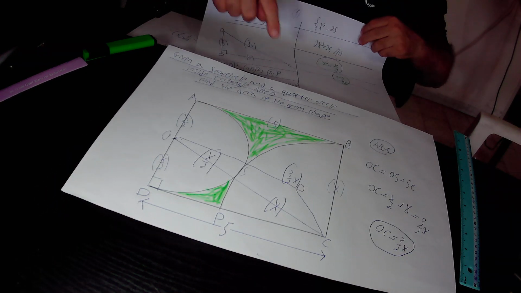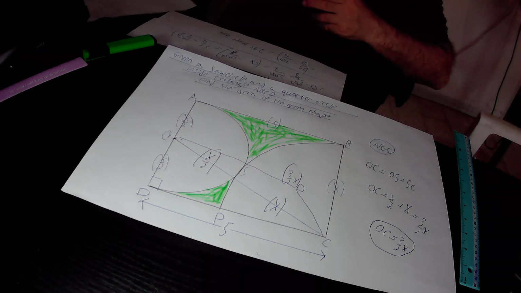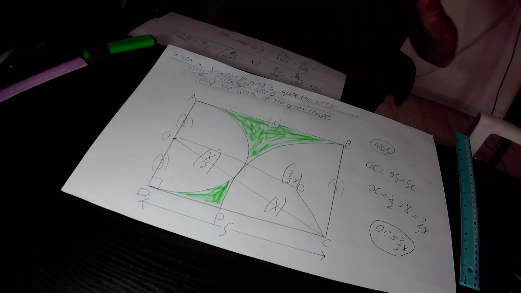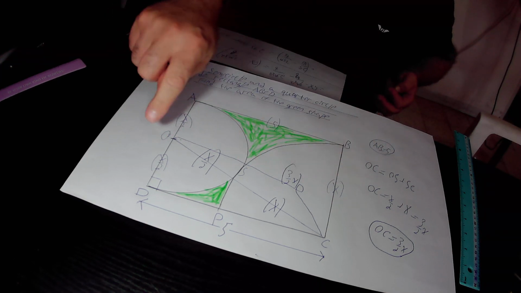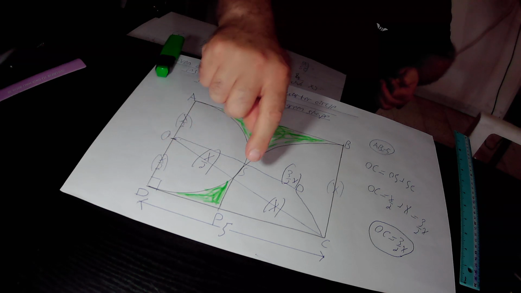Our mission is to find out the area of this green shape. So what is the area of the green shape? From the drawing it is very easy to see that the area of this green shape equals the area of the rectangle ABCD minus the area of the semicircle minus the area of this quarter circle.